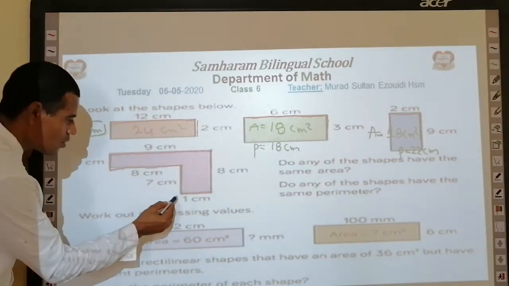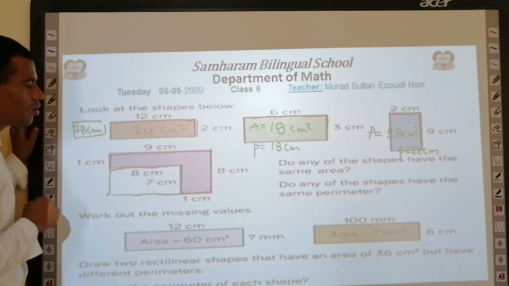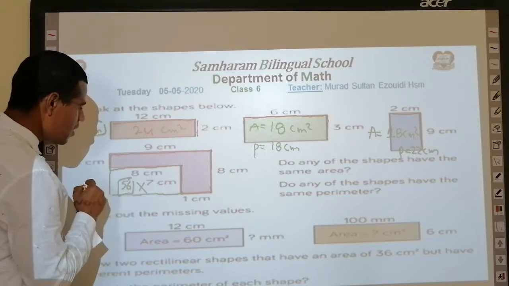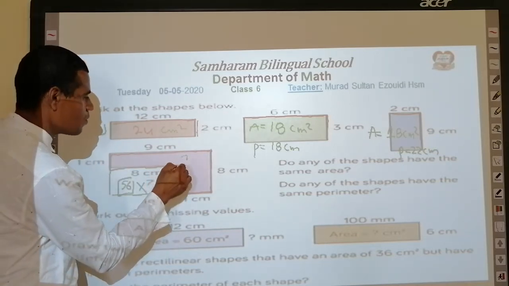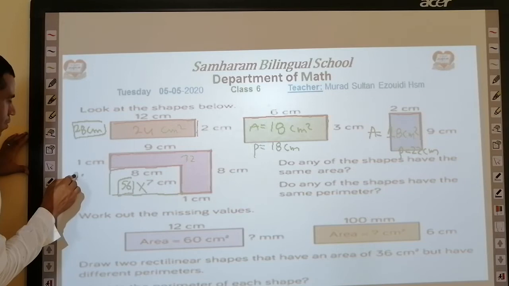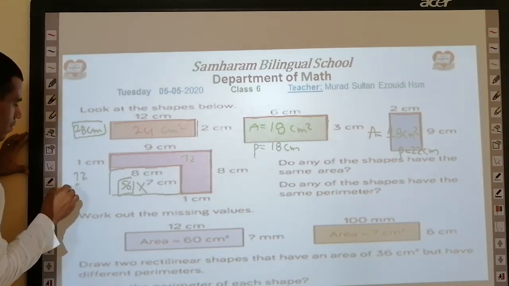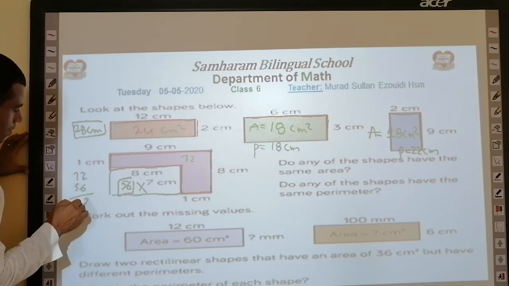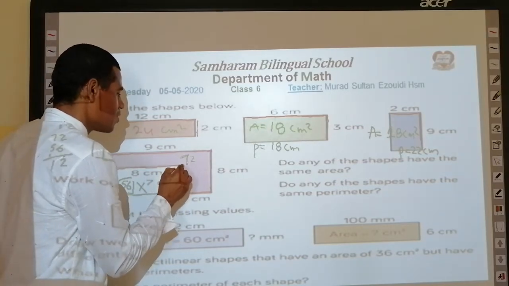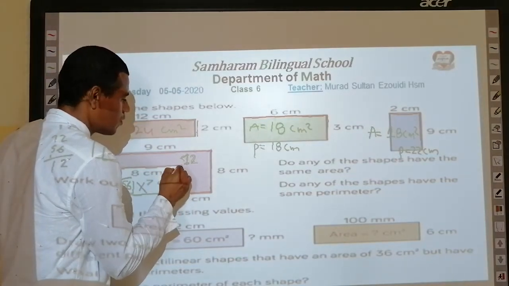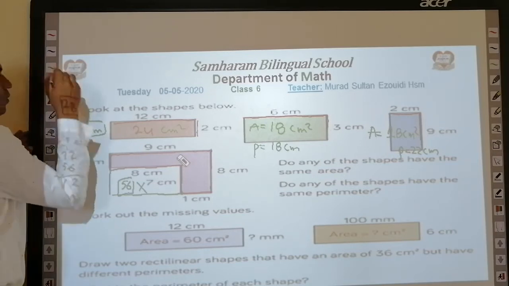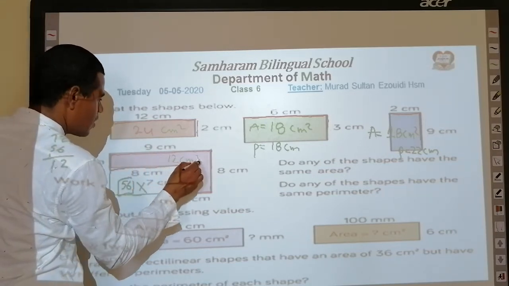And the next one, I will consider this as a whole, then I will cross this. This is 7 by 8, 56. Then this is 9 multiplied by 8, which is 72. 72 minus 56 is 16, no wait, 72 minus 60 is 12. So this one is 12 centimeters. The area of this is 12 centimeters squared.